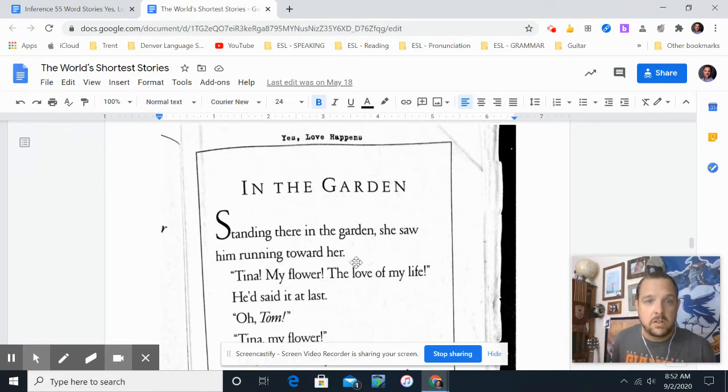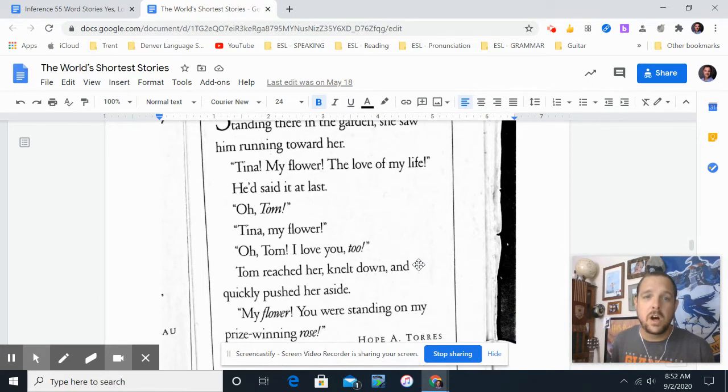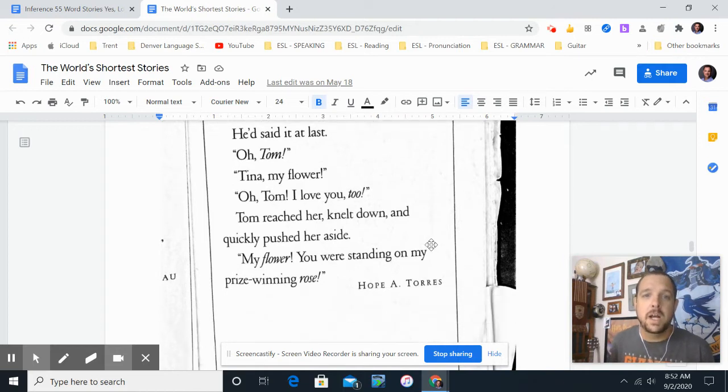Standing there in the garden, she saw him running toward her. "Tina, my flower, the love of my life." He said it at last. "Oh, Tom." "Tina, my flower." "Oh, Tom, I love you too." Tom reached her, knelt down, and quickly pushed her aside. "My flower, you are standing on my prize-winning rose."